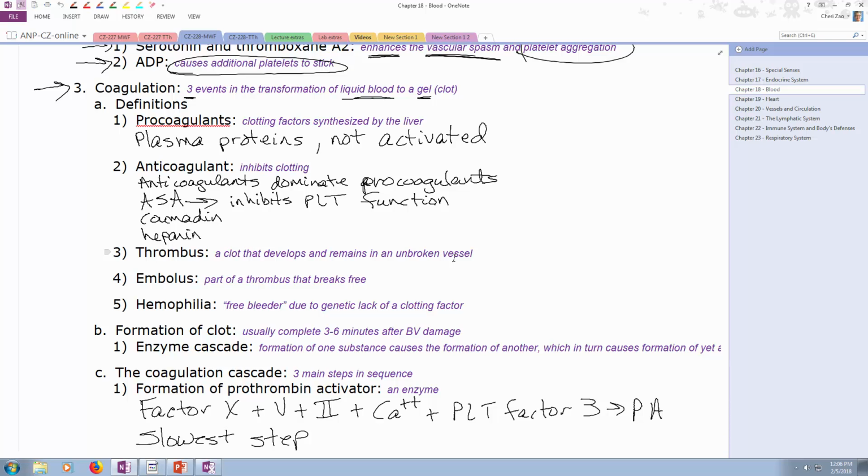You actually have also anticoagulants naturally occurring in your bloodstream, and they're there because they're meant to dominate the system so that blood flows freely so that we have the proper transfer of oxygen to our tissues and the removal of carbon dioxide and waste from our tissues. So we do have that domination of our anticoagulants.